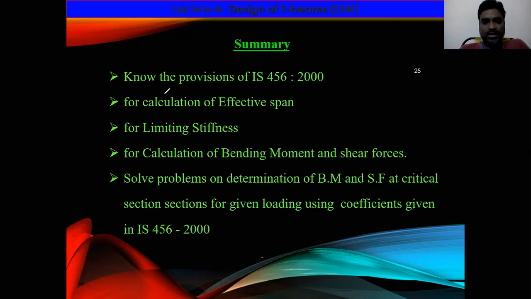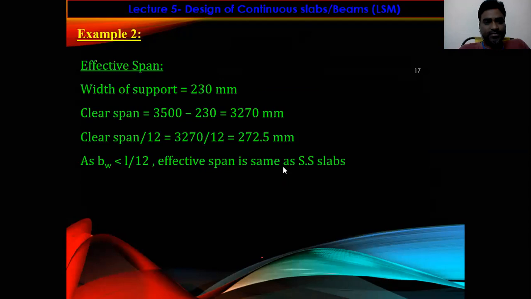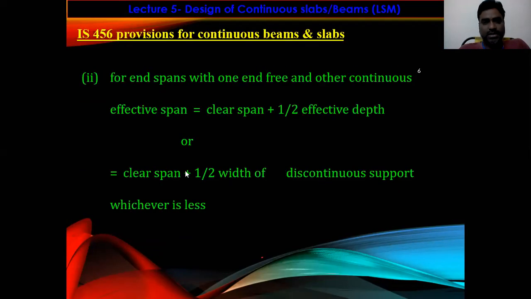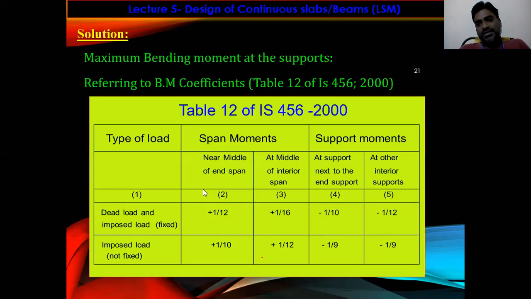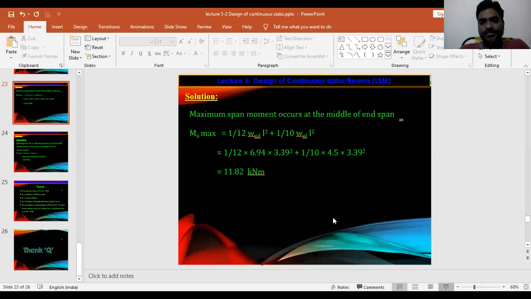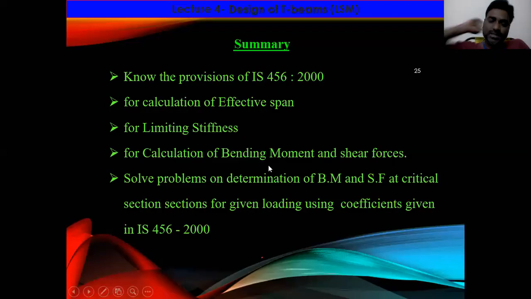And another one is clear span plus half of the width of the discontinuous support. Whichever is lesser should be considered the effective span, right?